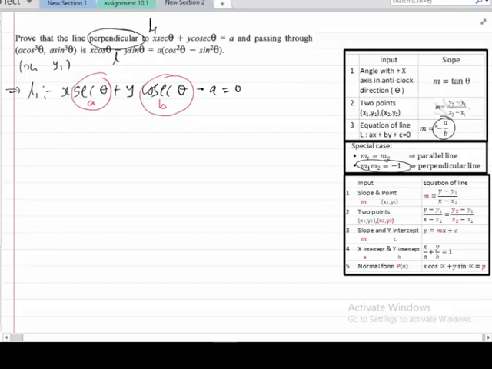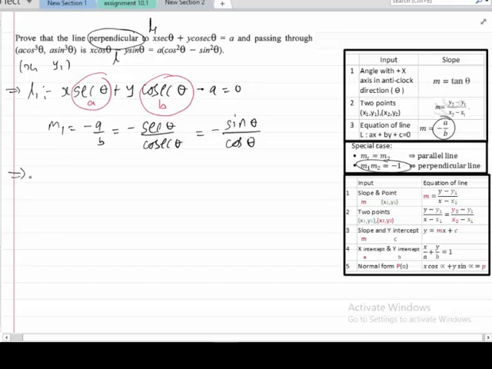Okay, so the slope of L1, m1, is minus a by b, or we can say minus sec theta upon cosec theta. It is preferable to convert this sec and cosec into sine and cos form, because we need the equation of the line in the form of sine and cos, right? So m1 must be equal to minus sine theta upon cos theta.